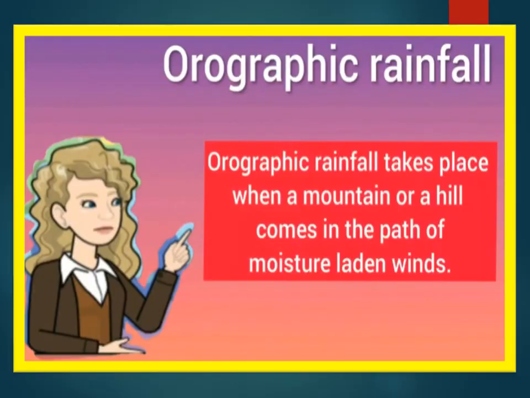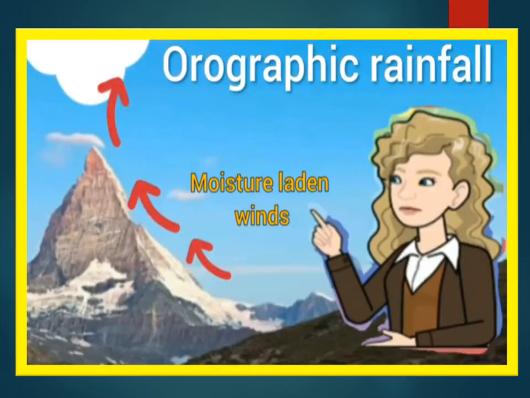The second type of rainfall is called orographic rainfall. Now, what is orographic rainfall? It takes place when a mountain or a hill comes in the path of moisture-laden winds. So you see children here, the moisture-laden winds are obstructed by a mountain, and since they are obstructed, they drop all the rainfall on one side of the mountain. That is why it is called orographic rainfall. They are unable to cross to the other side, and that is why the other side does not get any rainfall, and this area, the other side, is called the rain shadow area.